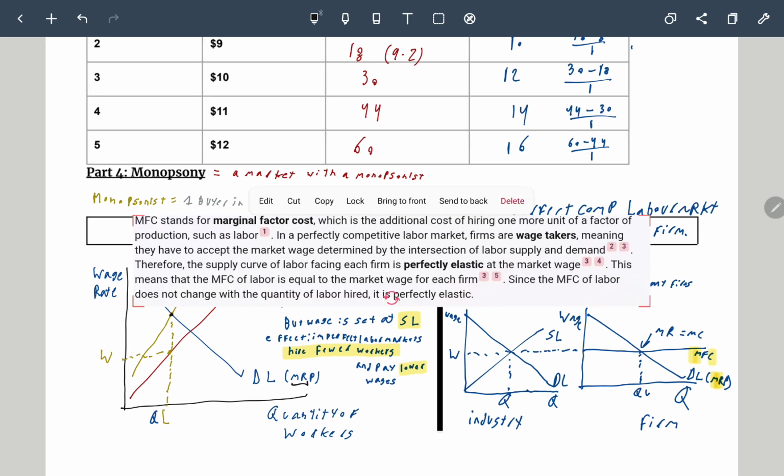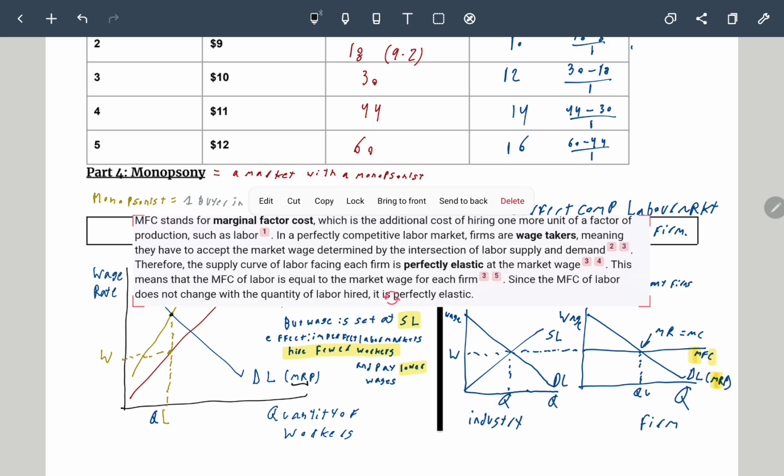All right. So, according to Bing, MFC stands for the marginal factor cost, which is the additional cost of hiring one more unit of factor production, such as labor. In a perfectly competitive market, the firms are wage takers, as we've already covered, which means they have to accept the market wage determined by the intersection of the labor supply and demand. Therefore, the supply curve of labor facing each of the firms is perfectly elastic.